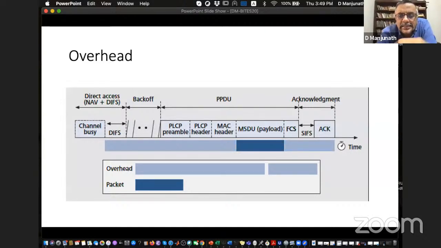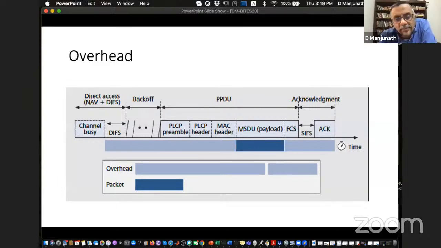You will see that there is this long part here where there is something called the DIFS. Then there is a whole bunch of potential backoffs because it probably collided, etc. Then there is a preamble. The preamble is for the transmitter and the receiver to synchronize their clocks. The PLCP header is to provide some information about the kind of modulation schemes that they are going to use.